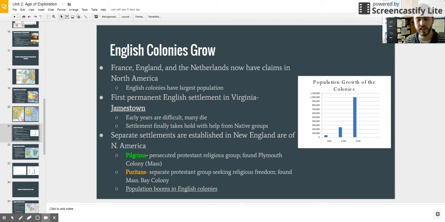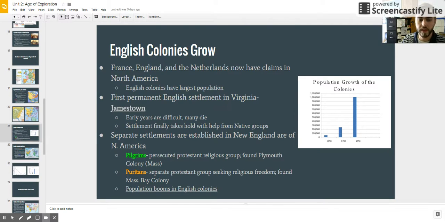So a lot of people saw this not only as a way to make money, but also as a new way of life, a new start. And so we're going to see this come in the form of a large population growth in the English American colonies.